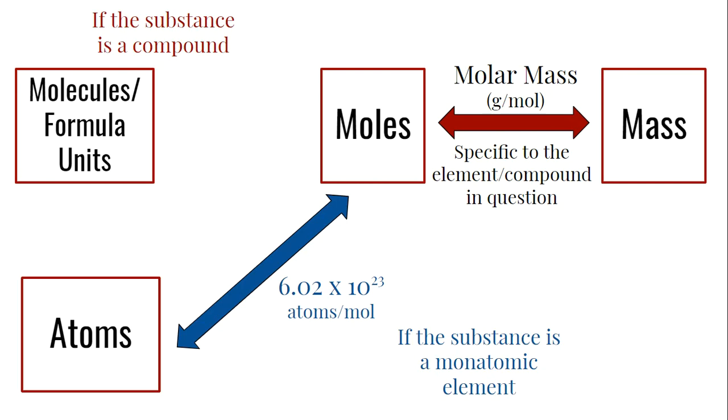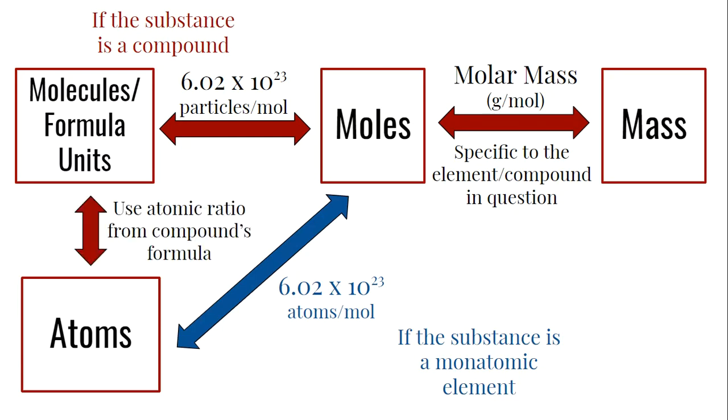However, if the substance is a compound, when we use Avogadro's number, we're going to be finding the number of molecules if it is a molecular compound containing covalent bonds, or we're going to be finding the number of formula units if we're talking about an ionic compound. So when we use Avogadro's number here, we're finding the number of molecules or formula units. If we then wanted to find atoms, if we had a substance that was a compound, we would then have to use the atomic ratio from the compound's formula.